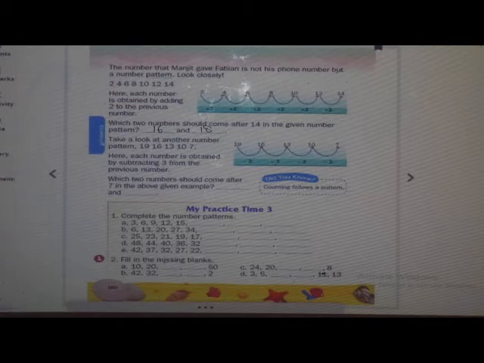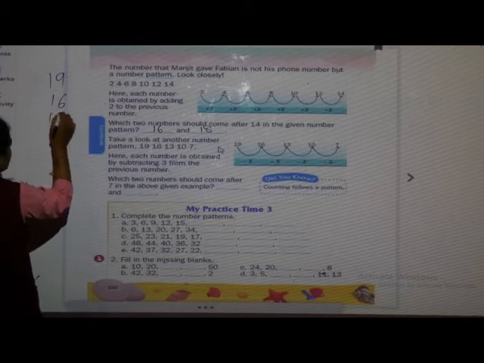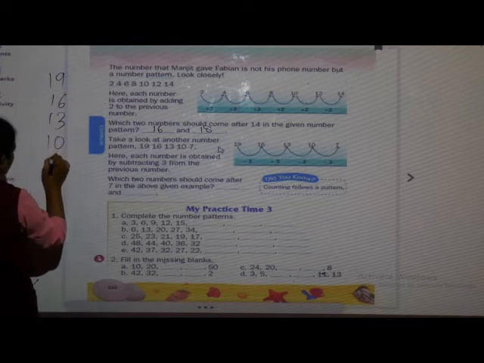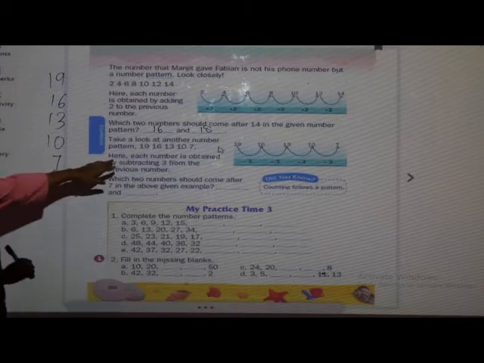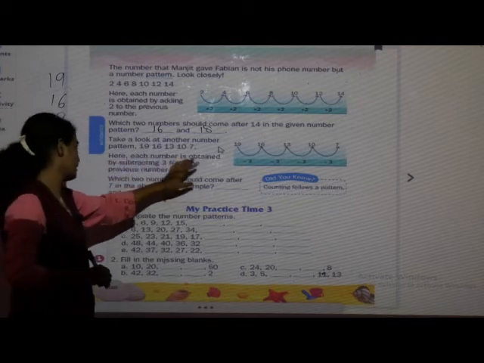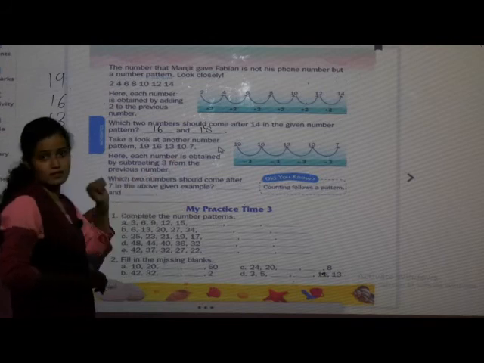Next, take a look at another number pattern. 19, 16, 13, 10, 7. Okay? See, 19, 16, 13, 10, 7. What has happened here? See, here each number is obtained by subtracting 3 from the previous number.